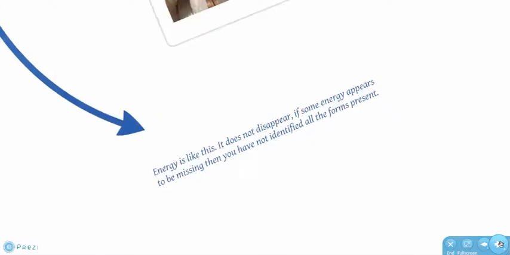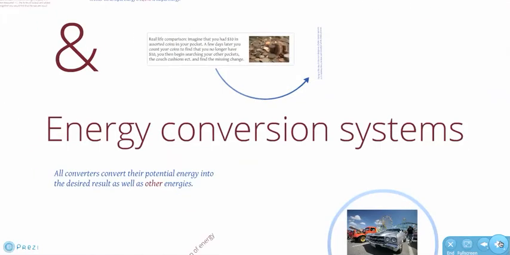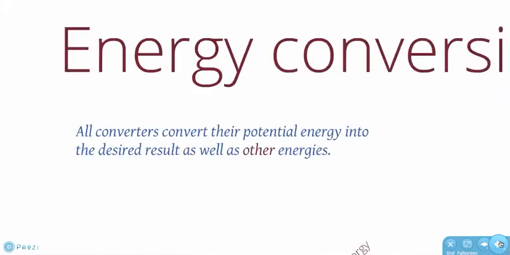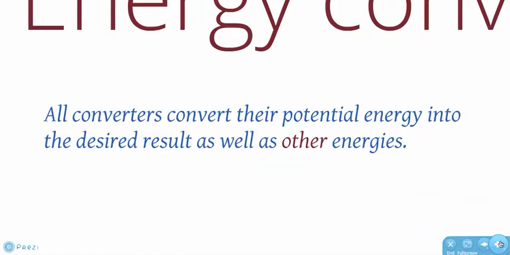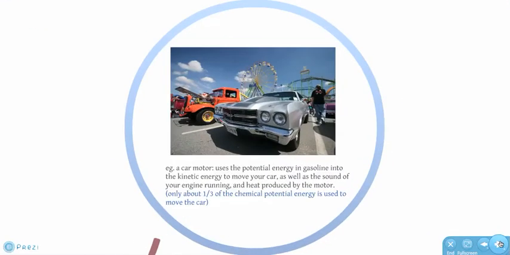efficiently measure them all. Okay, so now we're going to talk a little bit about energy conversion systems. So all converters convert their potential energy into the desired result as well as other energies. An example of this is a car, okay? It uses potential energy in the gasoline to make kinetic energy that is used to move your car, as well as the sound of your engine running and the heat produced by the motor. So to put this into context, only about 1/3 of the chemical potential energy is used to actually move the car. So this is why we're always trying to strive towards a more efficient vehicle.